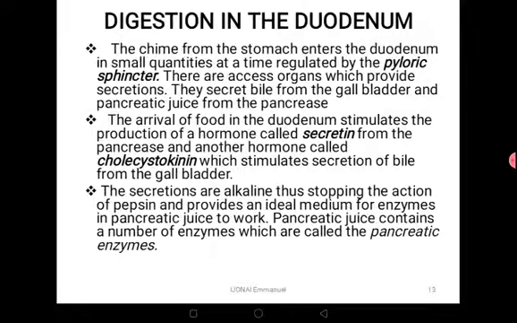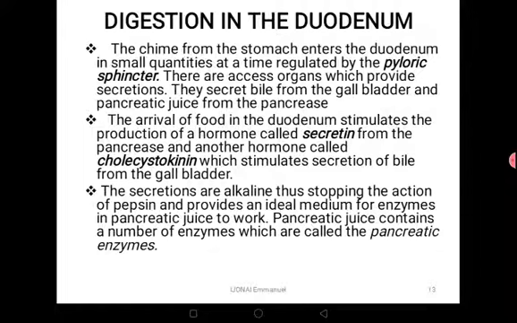Then now we know what happens in the mouth. We know the food is acted upon in the mouth, starch into maltose. We know now the food is acted upon in the stomach, proteins into polypeptides, and we have seen what happens. So let's go to the duodenum.